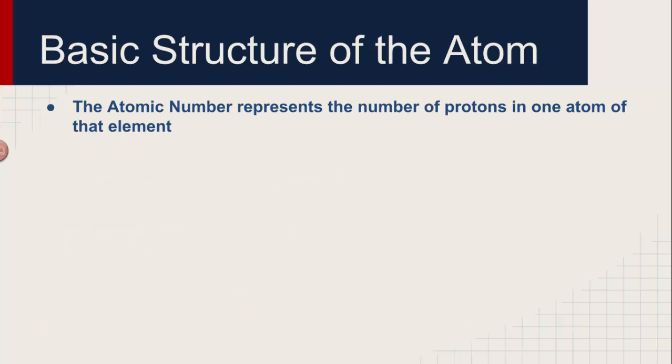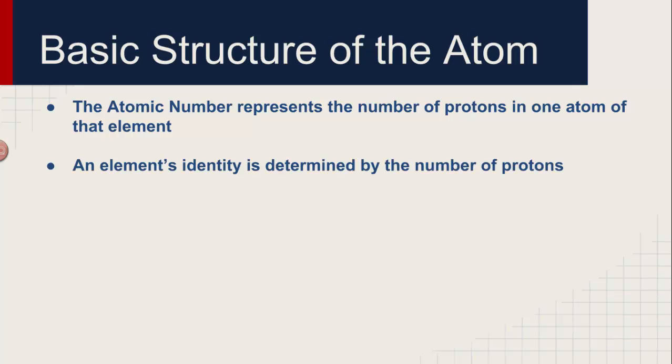When we're talking about the basic idea of how these particles are arranged, we want to become familiar with the concept of atomic number. We already know that Henry Moseley arranged the periodic table by atomic number, and atomic number represents the number of protons in one atom of that element. Every element has a different number of protons, and so the identity of an element is determined by the number of protons. If you change the number of protons in an atom, you change that element into something else. It's no longer that element, it's a different element.